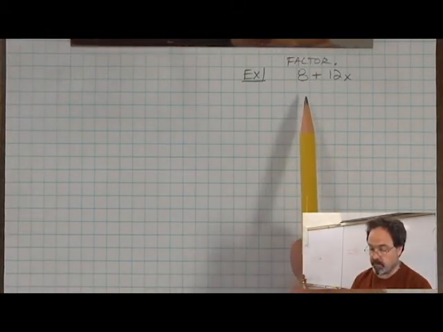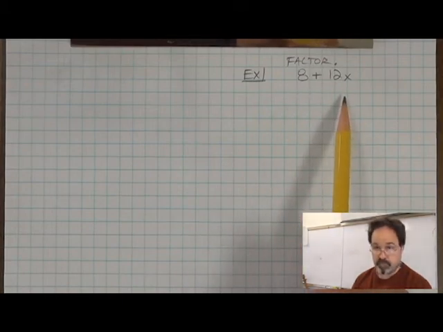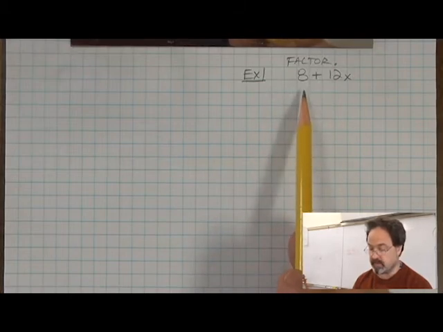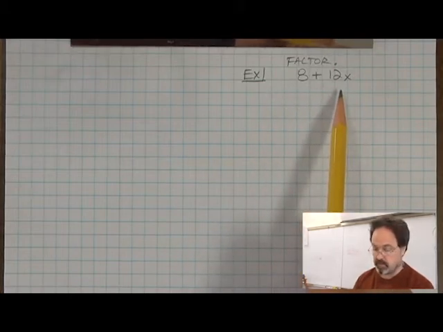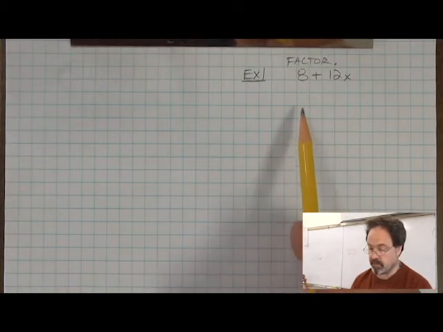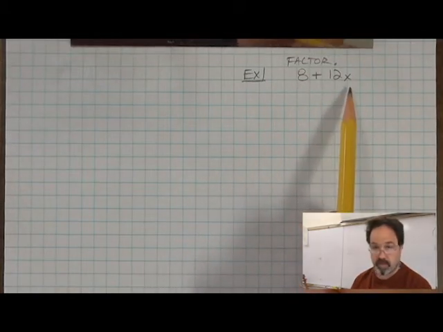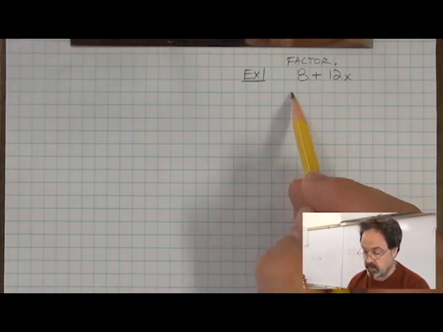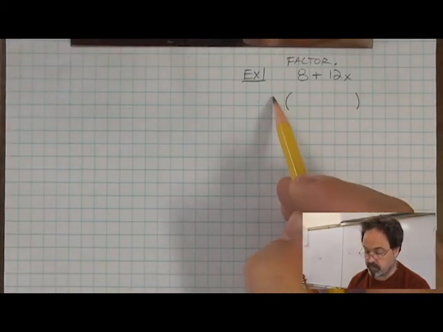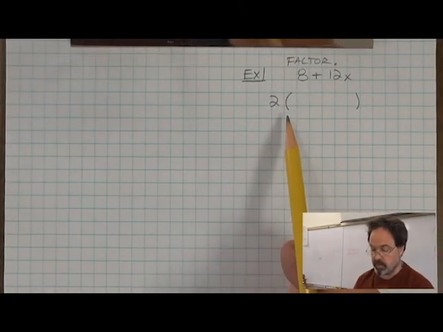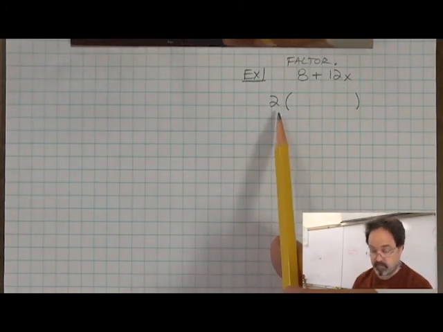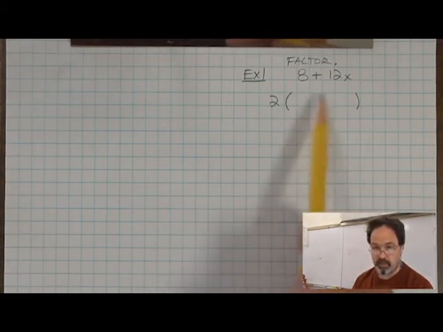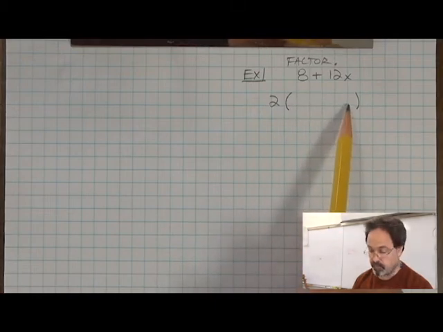Well, I'm going to think of dividing these two groups. I want to find a number or a variable that can divide the 8 and the 12x evenly. With some thought, I know that I can divide 8 and 12x by 2. So I'm going to factor out the 2. If I know that I'm going to factor out a 2, I can begin to show the factored form as the factor 2, which is multiplying a group that I have yet to finish.